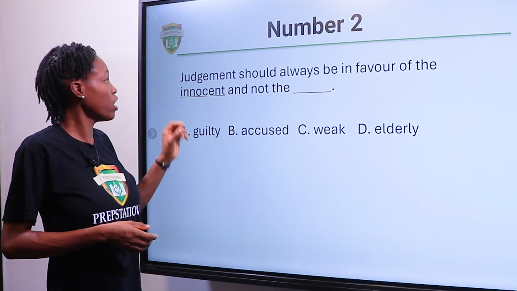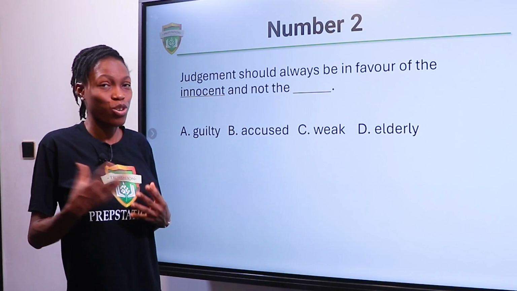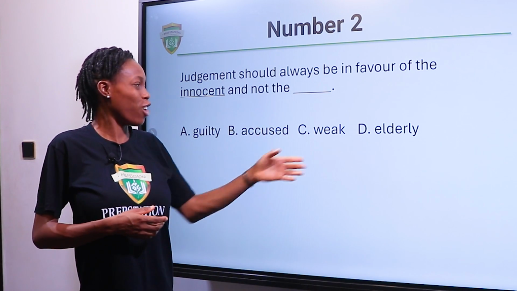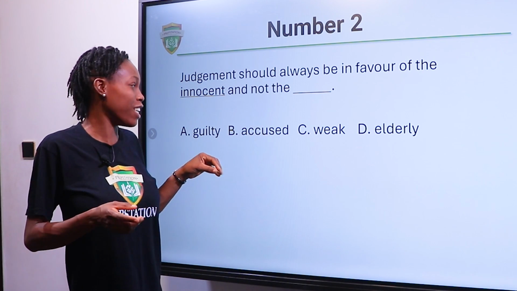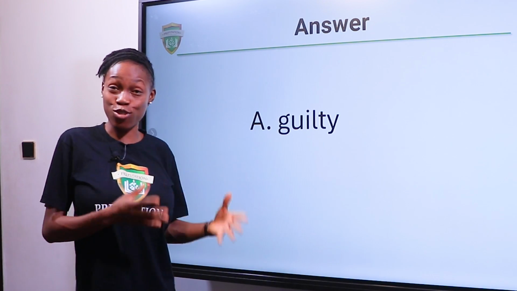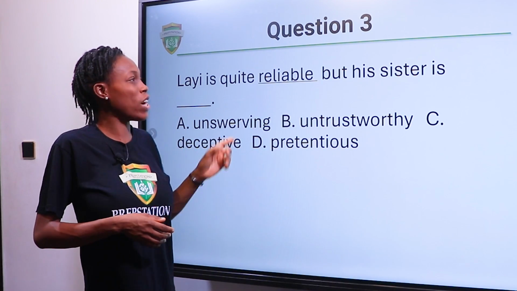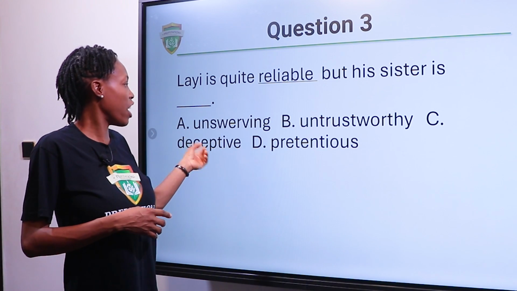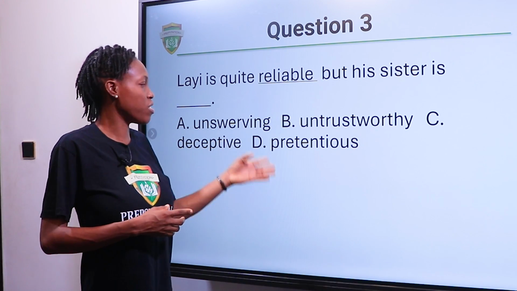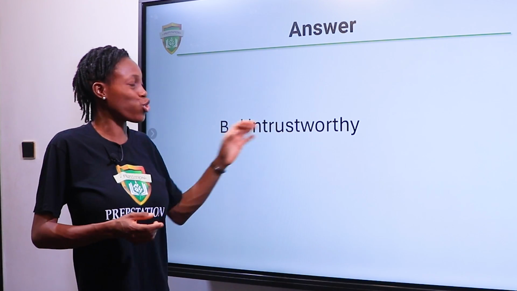Question 2. Judgment should always be in favor of the innocent and not the dash. We are aware of this anyway. A, guilty; B, accused; C, weak; D, elderly. You have two words that are similar, guilty and accused. Let's look at the context. Guilty. You are either innocent or guilty. Question 3. Lai is quite reliable, but his sister is dash. A, unswerving; B, untrustworthy; C, deceptive; D, pretentious. Reliable is the word. You're looking at the opposite, and the answer is untrustworthy.